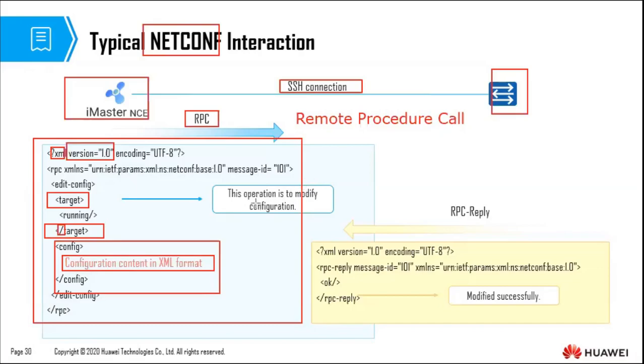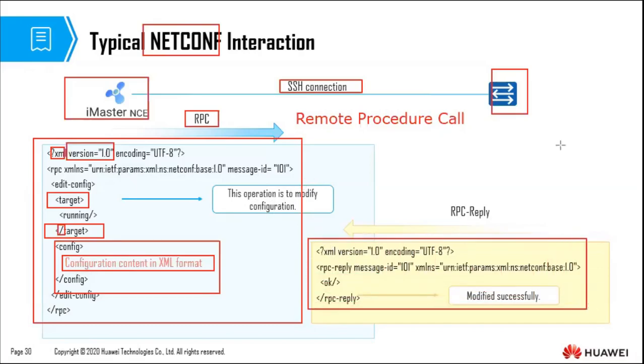So this operation is to modify configuration. Now this one is coming. This is the RPC reply, coming from the switch. So the switch is sending OK. OK, meaning modified successfully.